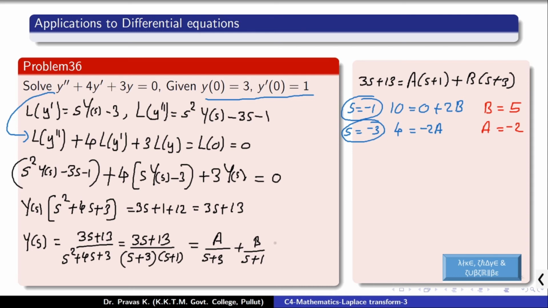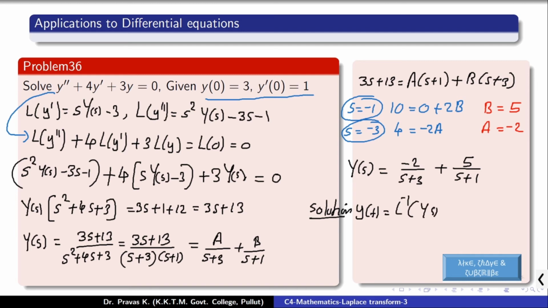So replacing capital A and capital B in capital Y of s, we get the actual expression, that is Y of s is equal to minus 2 by s plus 3 plus 5 by s plus 1. Now once you take the inverse Laplace transform of capital Y of s, we get the solution of the given differential equation, that is L inverse of minus 2 by s plus 3 plus L inverse of 5 by s plus 1. From the table, it is minus 2 times e raised to minus 3t plus 5 times e raised to minus t. So the method is very simple.